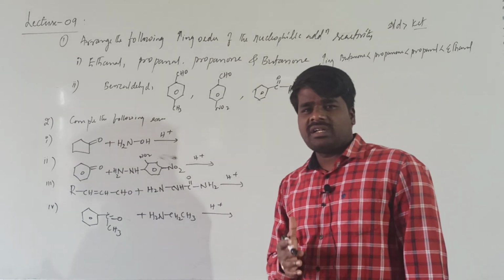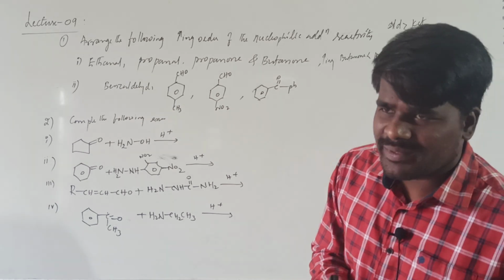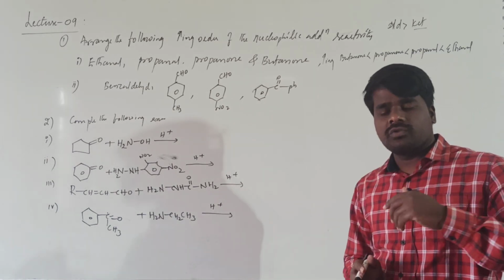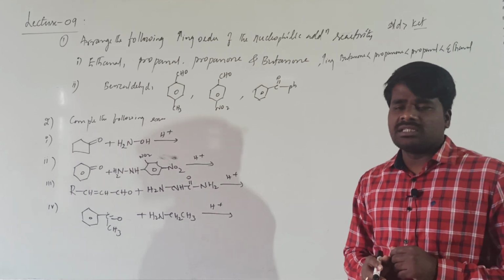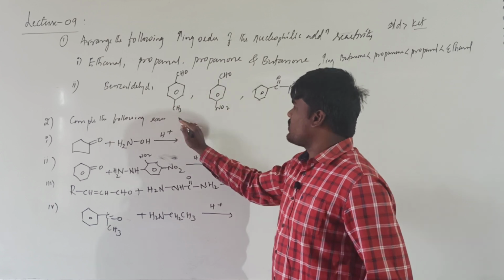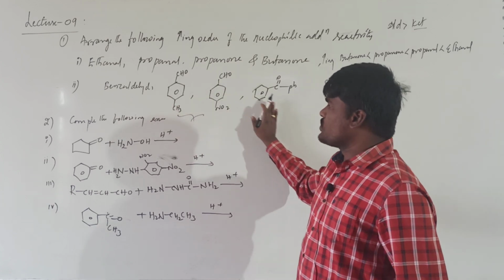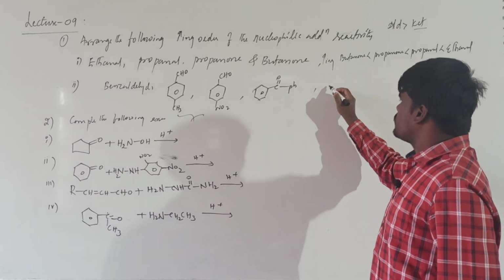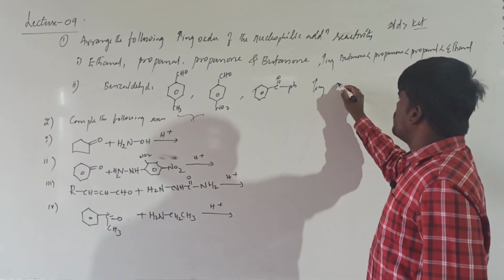Here also it is the same thing. The rate of nucleophilic addition of aldehydes and ketones is directly proportional to the extent of positive charge on the carbonyl carbon. The greater the positive charge, the greater the reactivity. Among the given options, two are benzaldehyde derivatives and one is a ketone. Among these four, the ketone has to be the least reactive. So what will be the least reactive one among these?